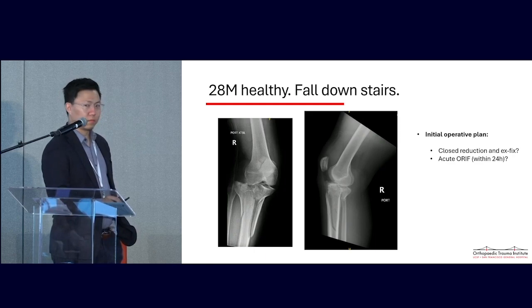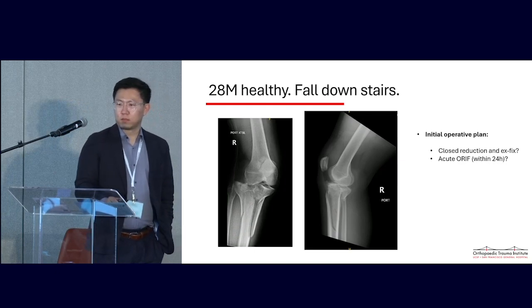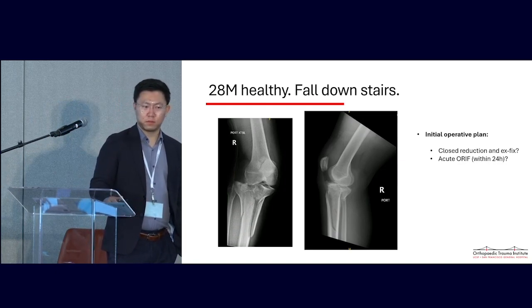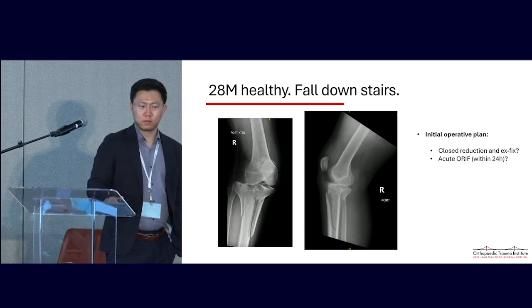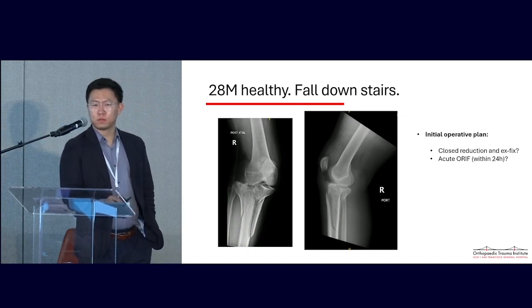So I think for everybody, probably try to reduce it in the emergency room, temporary splint, get him to the operating room, and then X-fix. Make sure there's good vascular status and no expanding hematoma.